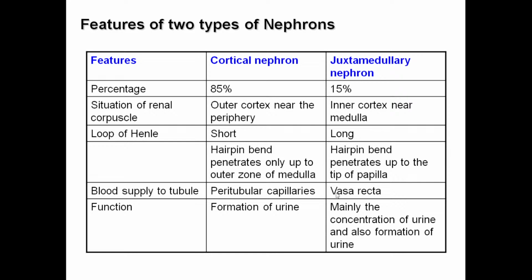And there will be differences in blood supply of the tubule. These differences are about secondary capillary networks. Here you have peritubular capillaries, and here you have vasa recta. And the function of cortical nephrons will be formation of urine, and mainly the concentration of urine for the juxtamedullary nephrons.